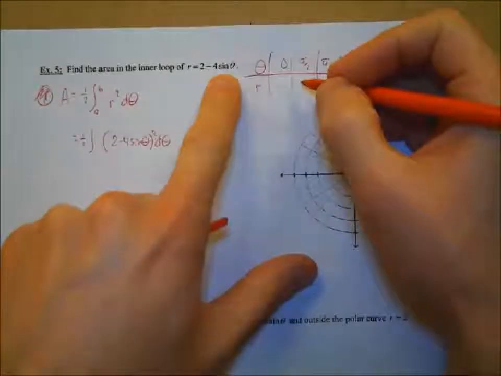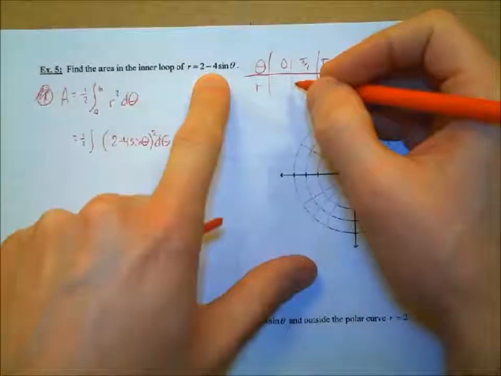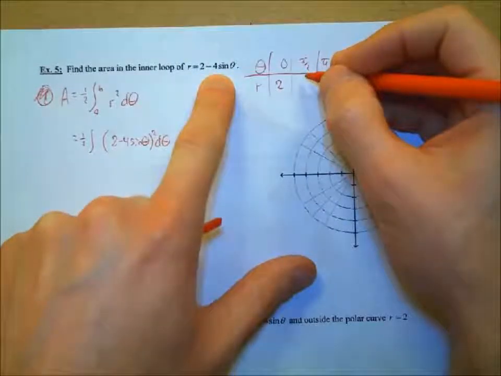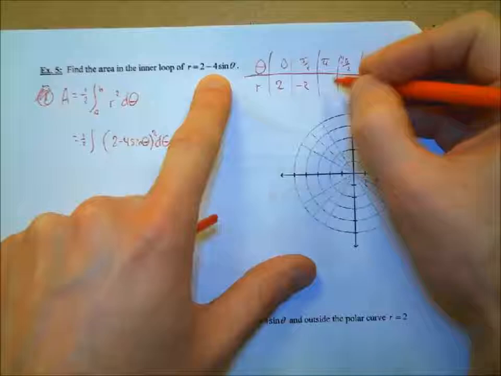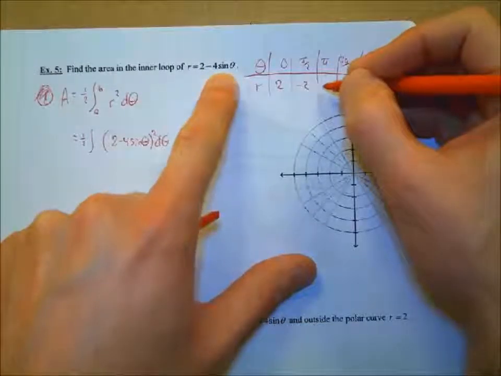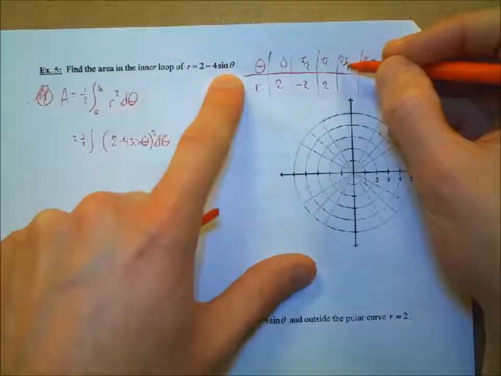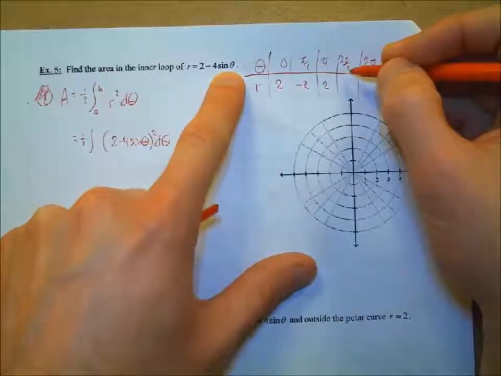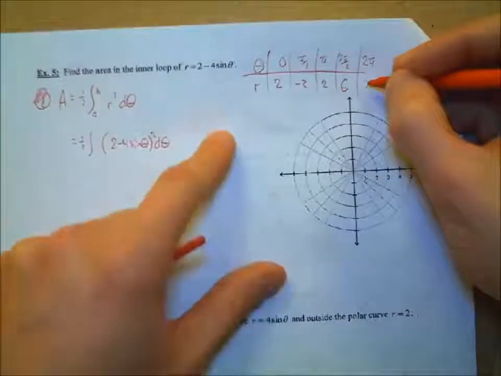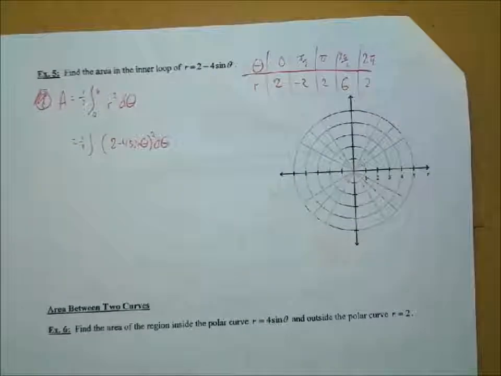So we'll plug in. Sine of 0 is 0, times 4 is 0, and then 2 minus 0 is 2. Sine of pi over 2 is 1, times negative 4 is negative 4, 2 minus 4 is negative 2. Sine of pi is 0, times 4 will still be 0, so we get 2. Sine of 3 pi over 2 is negative 1 times negative 4 is positive 4, plus 2 makes 6. And then 2 pi is the same as 0, so it'll be a 2 again.